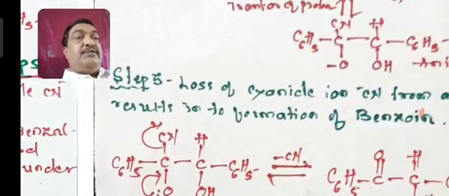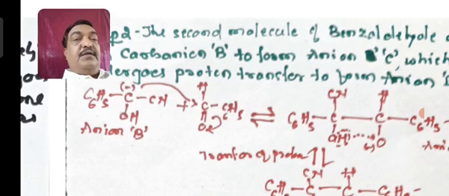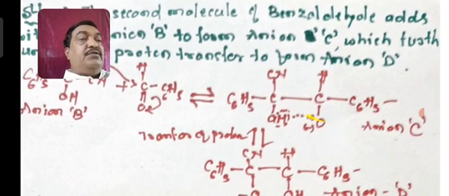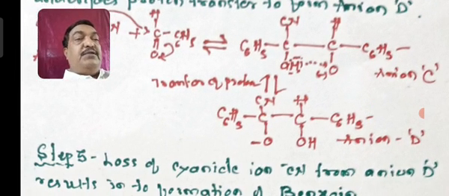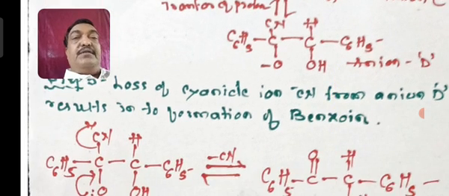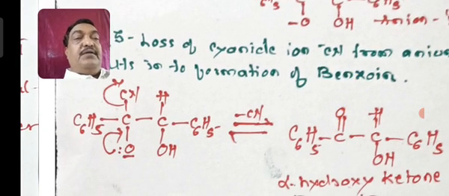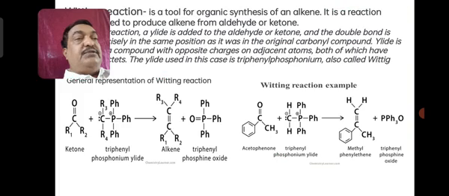Now let us see the second step: a second molecule of C6H5CHO, benzaldehyde, attacks, and you will get this anion C. Anion C undergoes a proton transfer that I have shown above, and in the next step, the third step, the cyano group is released and the lone pair of electrons shifts, giving alpha hydroxyketone. That product is your final product. Okay, so this is the benzoin condensation.